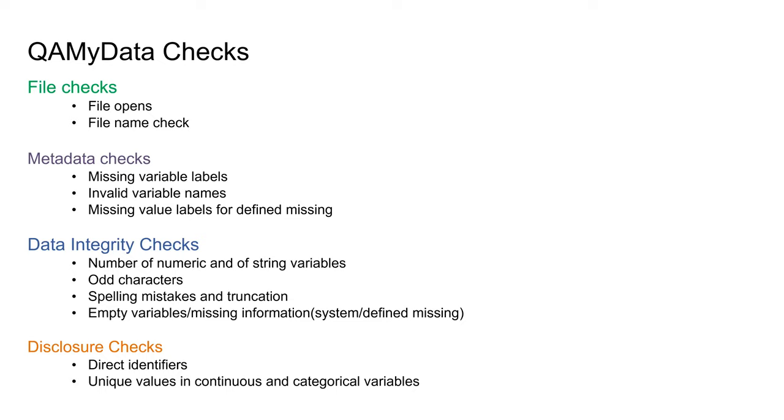And finally, we do have disclosure checks. So what QA My Data can do for you, it actually flags unique values in continuous and categorical variables, which of course outliers are problematic from a statistical disclosure control perspective. And a lot of the people that have come to our training have found that extremely useful because it just points you to the variable. You don't have to do frequencies for them all.